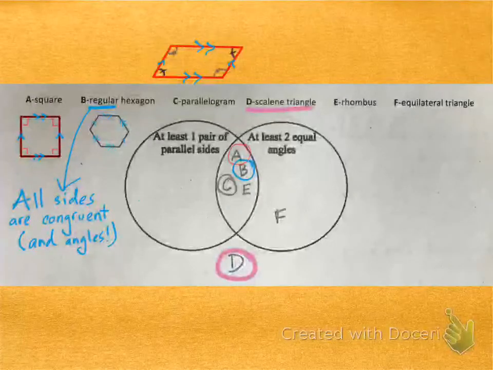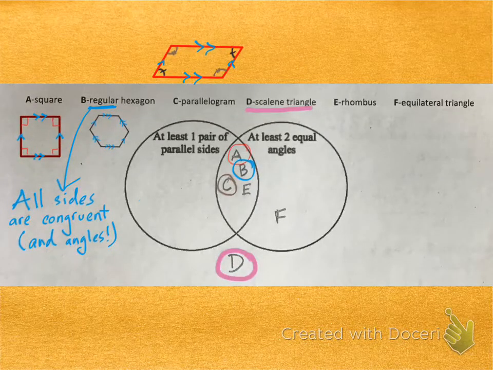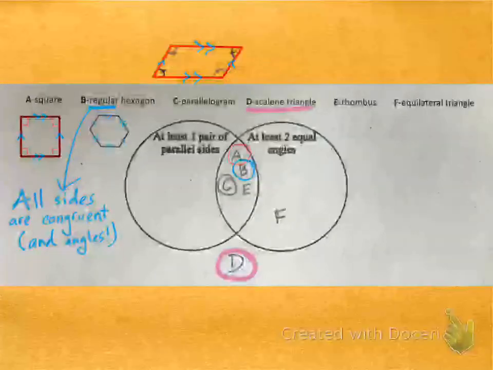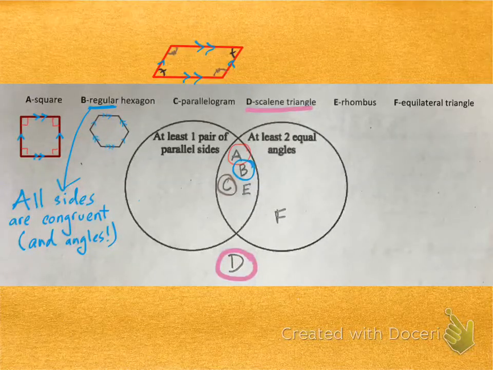Don't just leave it blank when you see this on the test. There may be something that does not fit in either one of the circles. Be sure to write it so that I'm clear that you understand what's going on there and you didn't just forget to write it. Okay? So yeah, the D goes on the outside there.